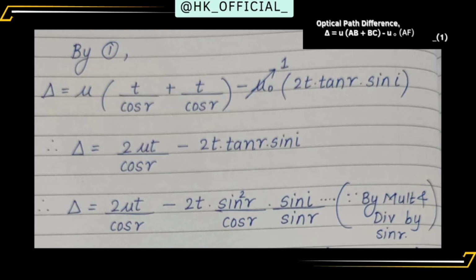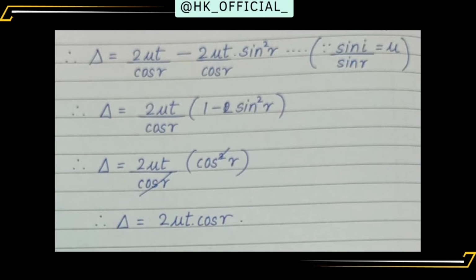So this is the equation which we got. Again I will explain what I did. I just replaced tan R with sin R upon cos R. Sin I is as it is, and then I multiplied and divided by sin R. So in the numerator I got sin square R into sin I, and in the denominator I got sin R into cos R. I did this just to get sin I upon sin R, for replacing it by mu, the refractive index according to Snell's law. So here I have replaced sin I upon sin R by mu.